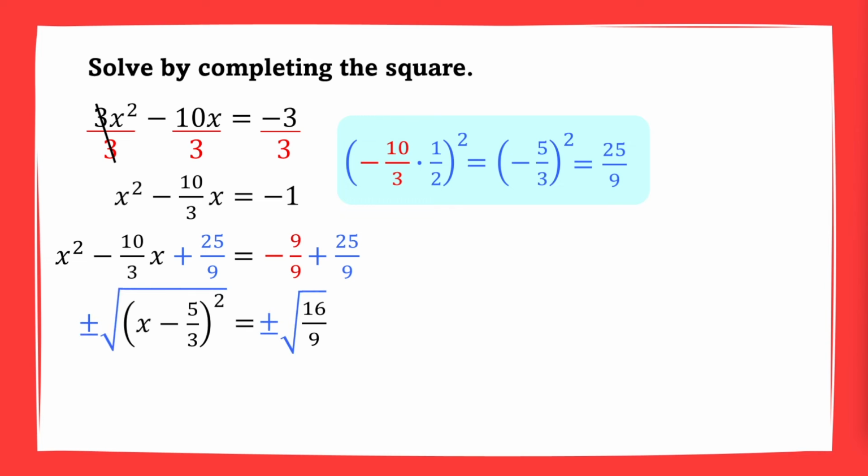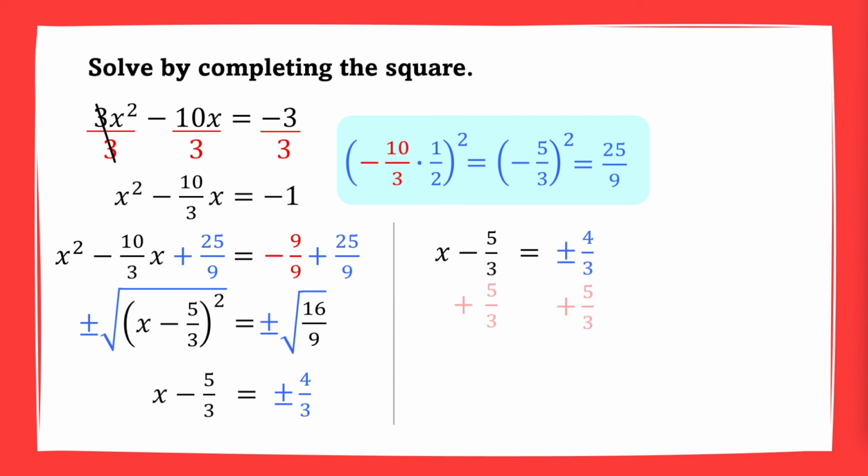Take the square root of both sides to isolate the binomial. Separate the top from the bottom to find the square roots of 16 and 9, giving us positive and negative 4/3. Finally, add 5/3 to both sides to isolate x, which gives us two solutions: 5/3 plus 4/3, or 5/3 minus 4/3. Simplifying, we get 9/3, which equals 3, or 1/3.